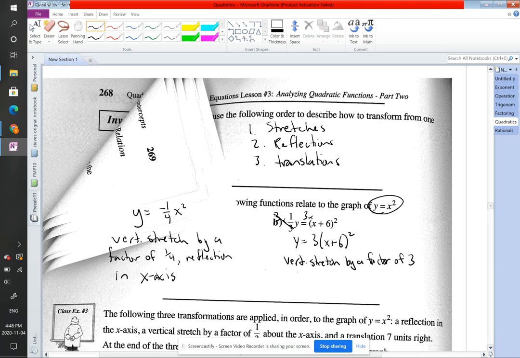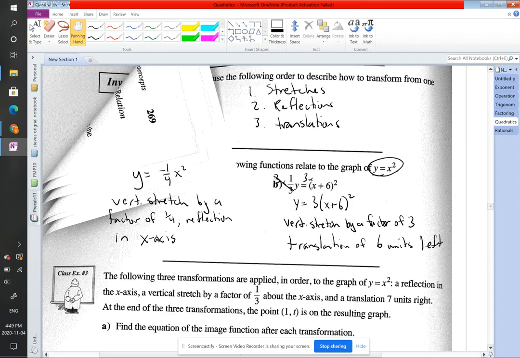And we have a translation. We don't have a reflection. It's not negative. And so we skipped to translation. We have a translation of 6 units. And this is the one that's always opposite. So we're going 6 units to the left. There we go.